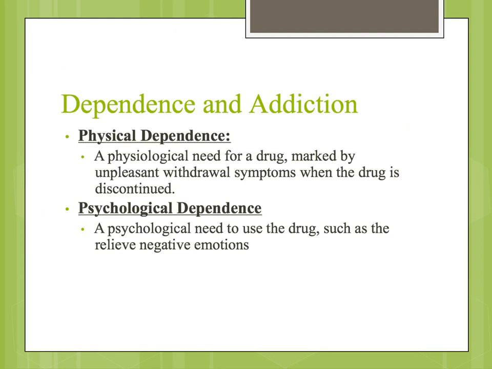This is different than psychological dependence. Psychological dependence is a psychological need to use the drug, such as the relief that you might feel of negative emotions. So, for example, if I'm feeling really stressed out, and this is more common with alcohol abuse, some people feel like alcohol relieves stress. That's not necessarily true physically, but psychologically they might believe it's true, and so this might lead to a psychological dependence. Of course, if they stop using alcohol, there will be no physical withdrawal symptoms, but they might experience psychological symptoms, which we'll talk about further in class.